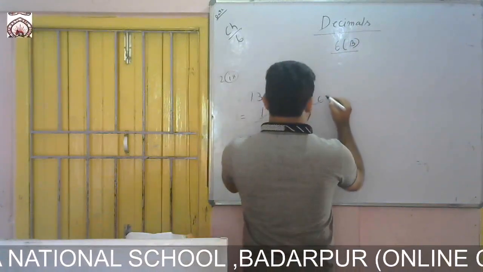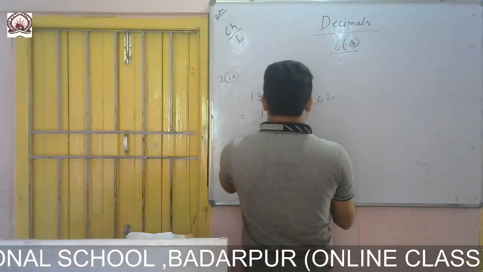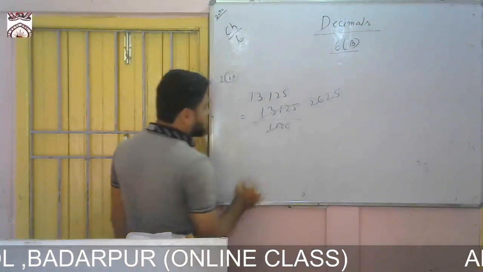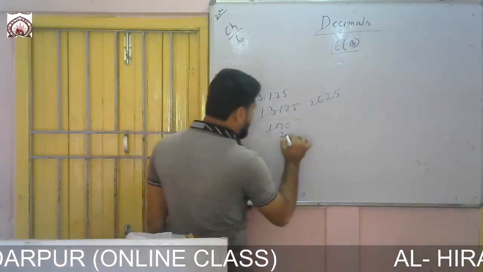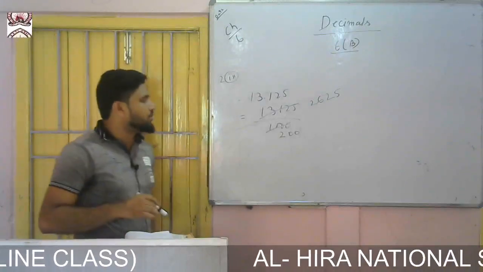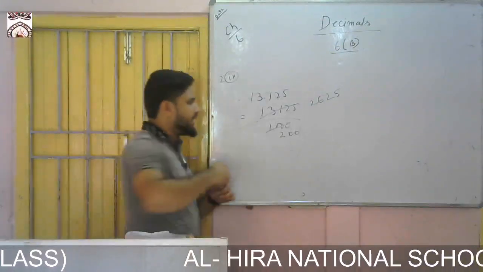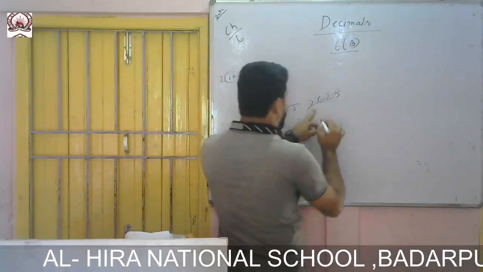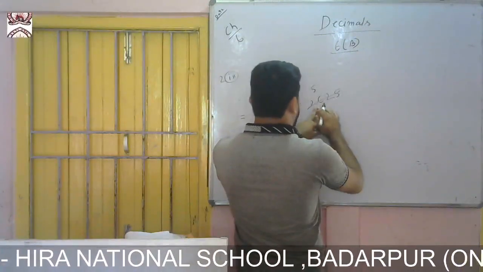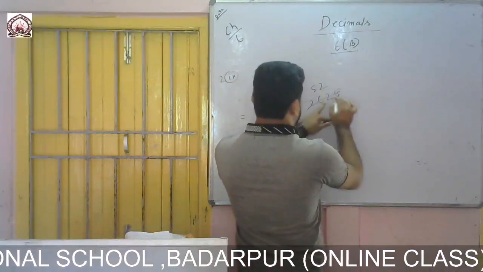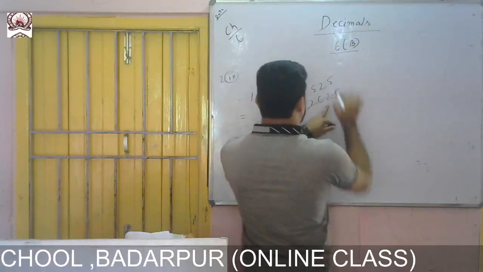And what? 5 2s are 10. And remain 2. 5 5s are 25. 2 6 2 5. And if I cancel this one with 5, then 5 2s are 10. 200. Okay. Now cancel this one again with 5. 5 5s are what? 25. Remain what? 12. 5 2s are 10. Remain what? 25. 5 5s are 25.